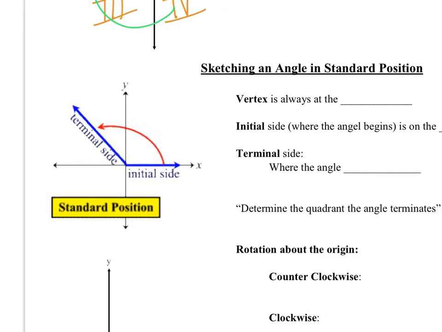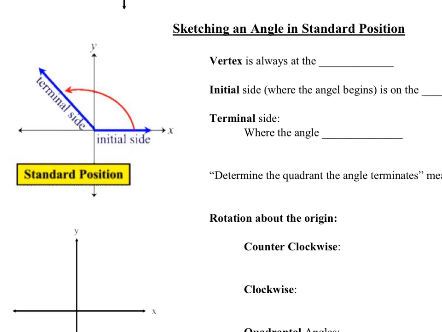So we're going to be sketching an angle in what's called standard position. So we have to have a standard position so we don't all go crazy and draw angles anywhere we want, because then no one's would be the same. Okay? So the vertex is always at the origin. Okay? So the vertex is where the two sides meet. That's the vertex spot.